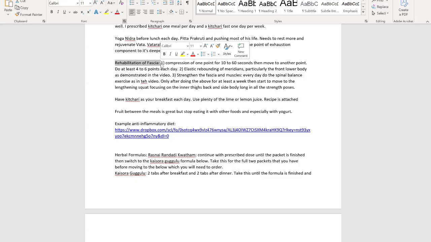We need to have the internal things to allow the muscle tissue to rehabilitate itself. I'll talk about that in a moment. But in terms of the consult, giving him something to go home with, he can do that himself. He can do compression on one point for 10 to 60 seconds, then move to another point. Do at least 4 to 6 points each day.